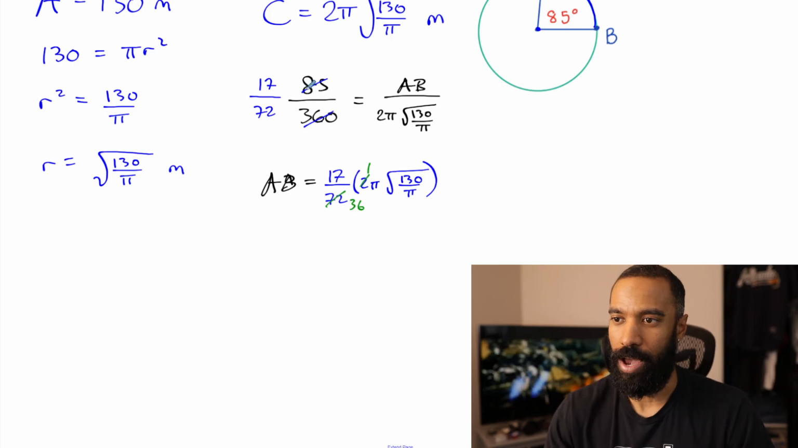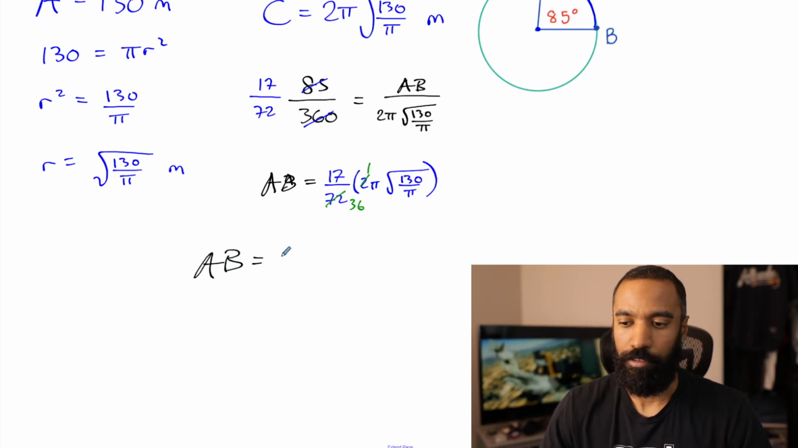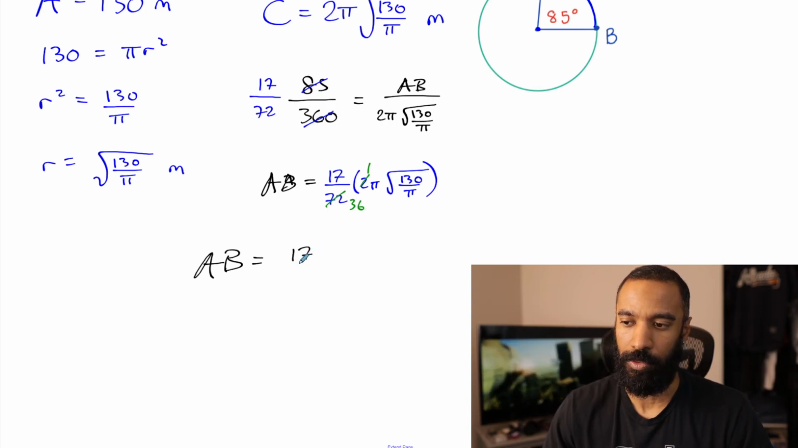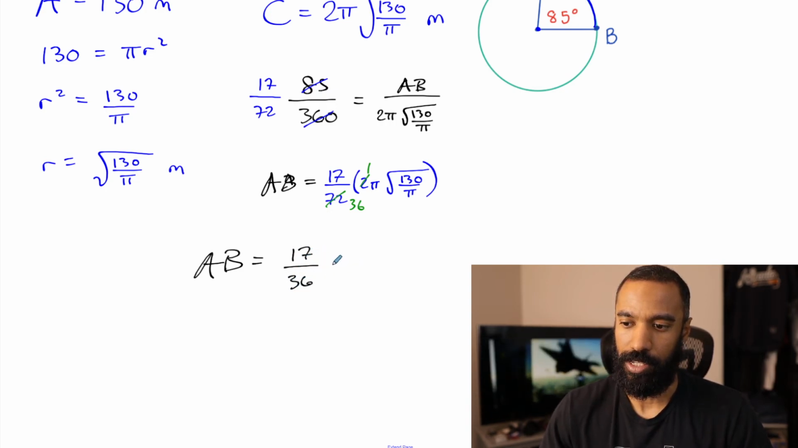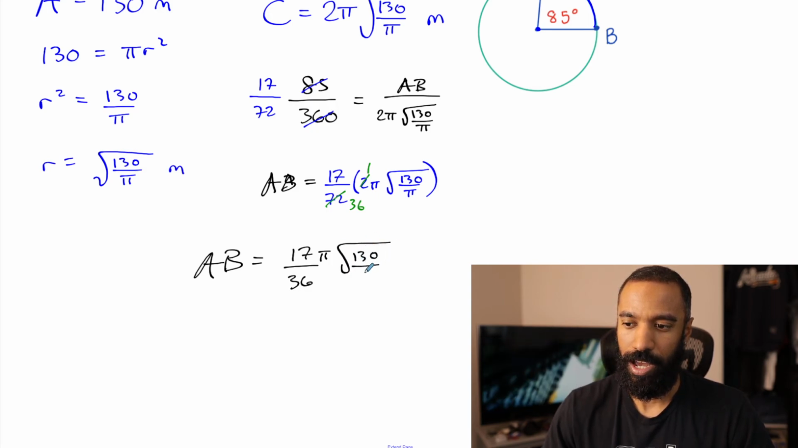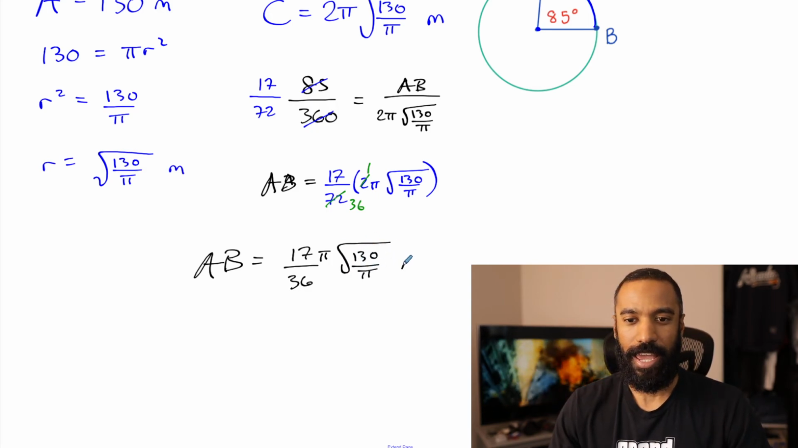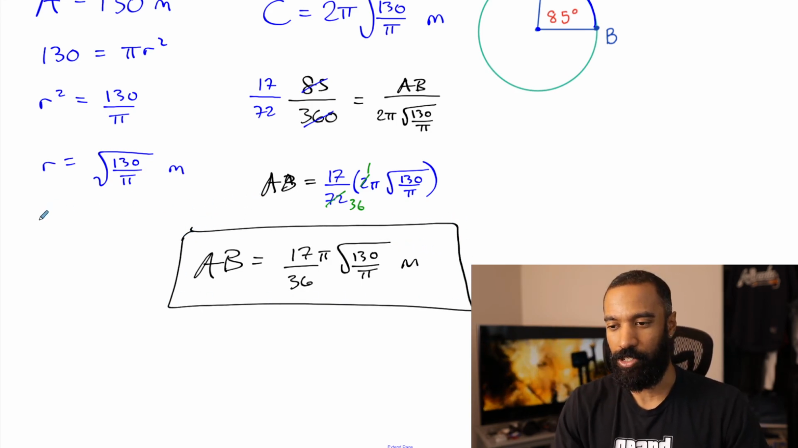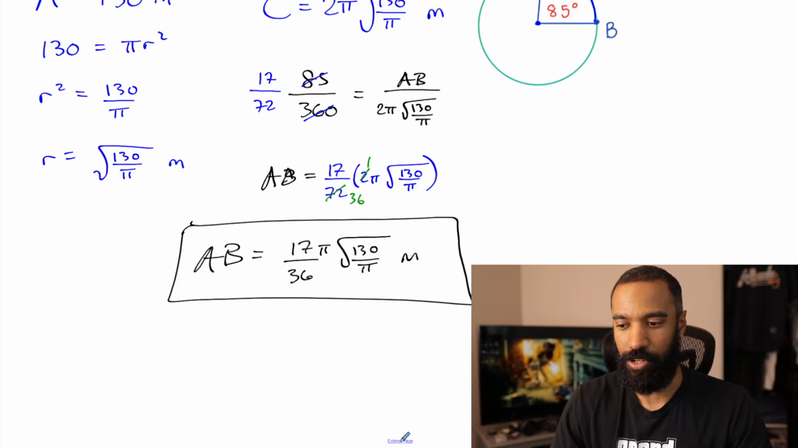This is where I can lose a crowd. I understand that. Just trust your math. It doesn't make it harder just because you have more work to do. 17 over 36 times pi, 17 pi over 36 root 130 over pi. Hey guys, there's an exact answer. It's not a simplified radical answer of any sort, but there's an exact answer there.